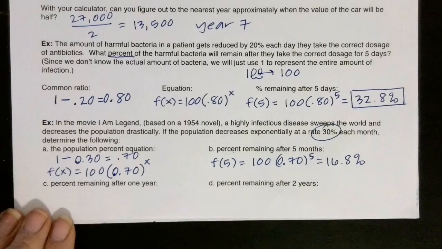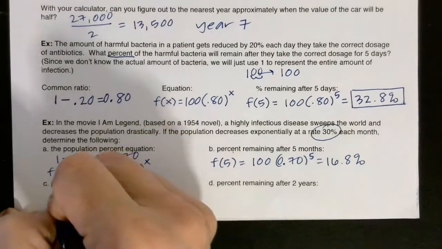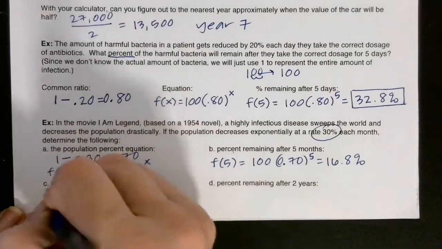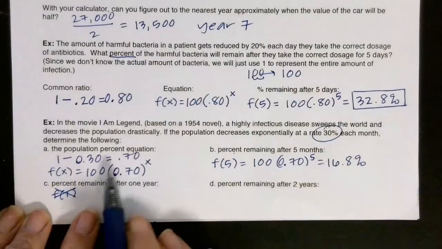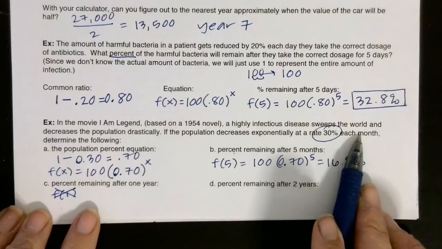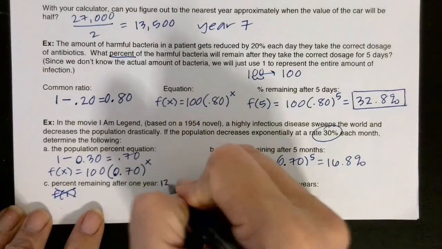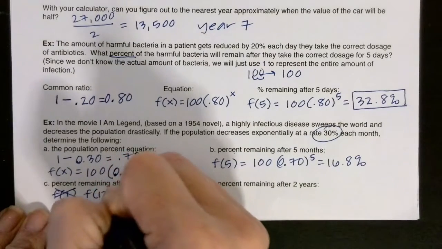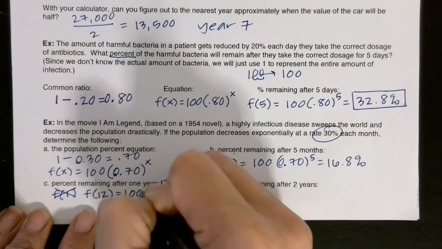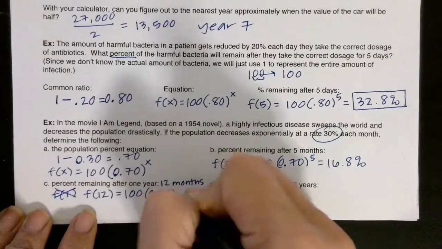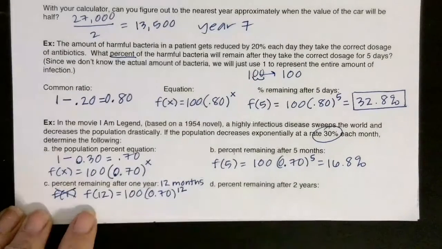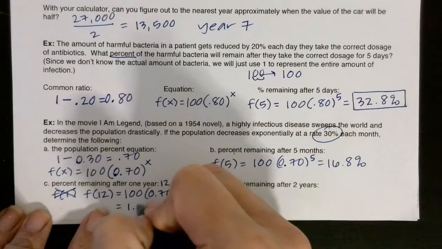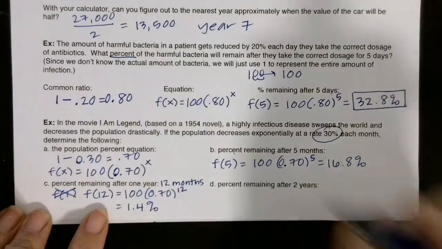What about after 1 year? So you do not want to do f of 1. That is not a good idea to do. The reason why is because this says that it's based upon months right here. So 1 year is 12 months. So make sure you write that. So f of 12 equals 100 times 0.70 raised to the 12th power. So back into my calculator I go, and I get after 12 months, only 1.4% of us are surviving. Yikesies.